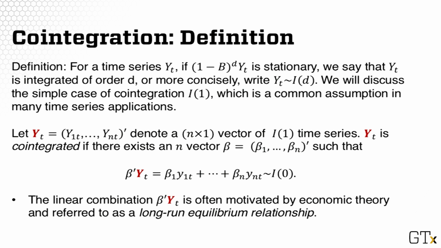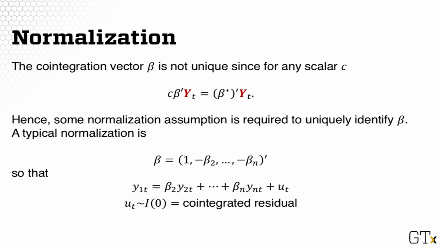The linear combination beta transpose yt is often motivated by economic theory and referred to as a long-run equilibrium relationship. It's important to note that the vector beta is not unique in making the linear combination of the multivariate time series stationary. We can multiply this vector by any constant, which will result in a rescaled time series. This will not change the stationarity property of the linear combination beta transpose yt. Thus, we need to impose a constraint on the elements of the vector beta in order to have a unique linear combination. This is called normalization.